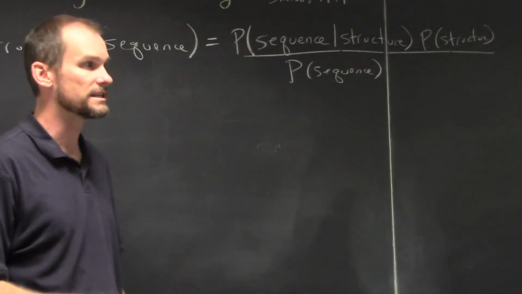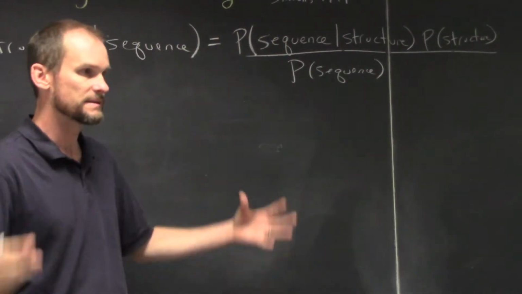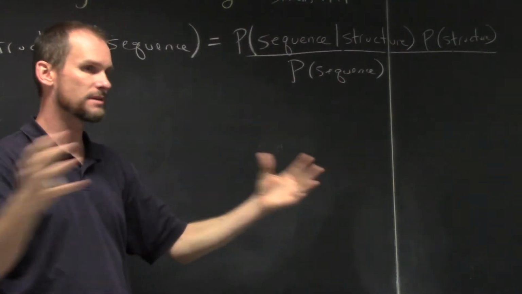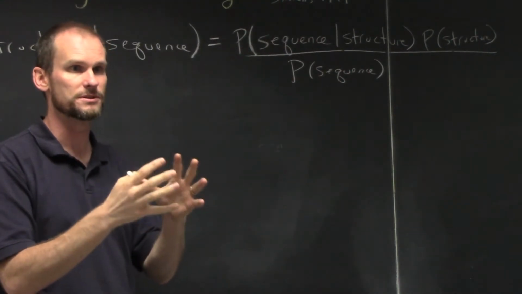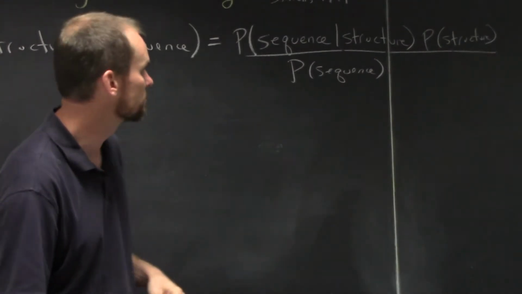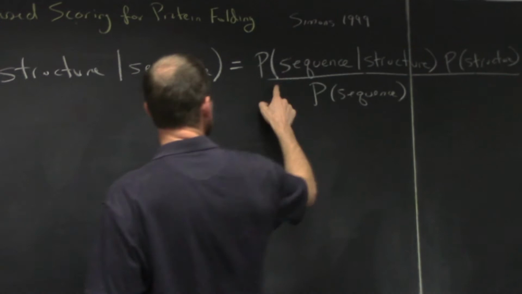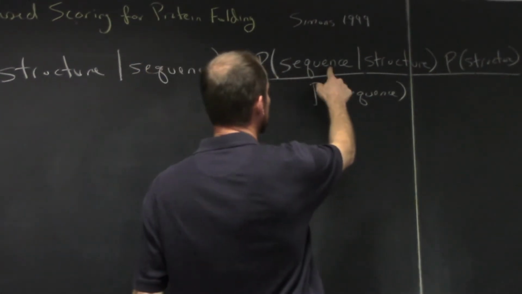And last week we talked about the sequence-independent terms, the probability of structure. We talked about the radius of gyration, that proteins are typically compact, and for a given length, if your protein is flopping around, that's probably not the structure of a folded protein, if it's a folded protein domain. And then what I wanted to talk about today was the second term, the probability of sequence given structure.